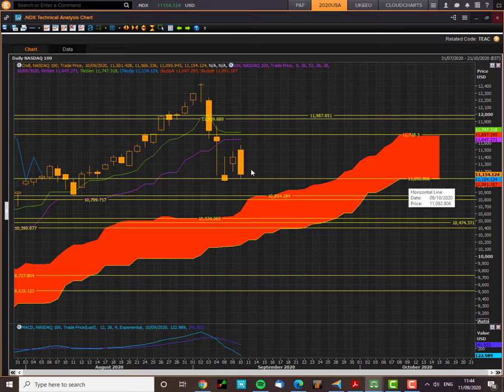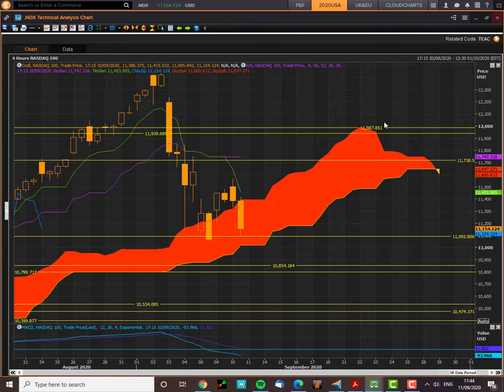Okay, but if yesterday's rebound continues today, the next target would be 11,718 and then 11,987. Now 11,987 comes from the 4-hour chart, and that's the top end of the front end of the cloud. Okay, so that's a key resistance zone.